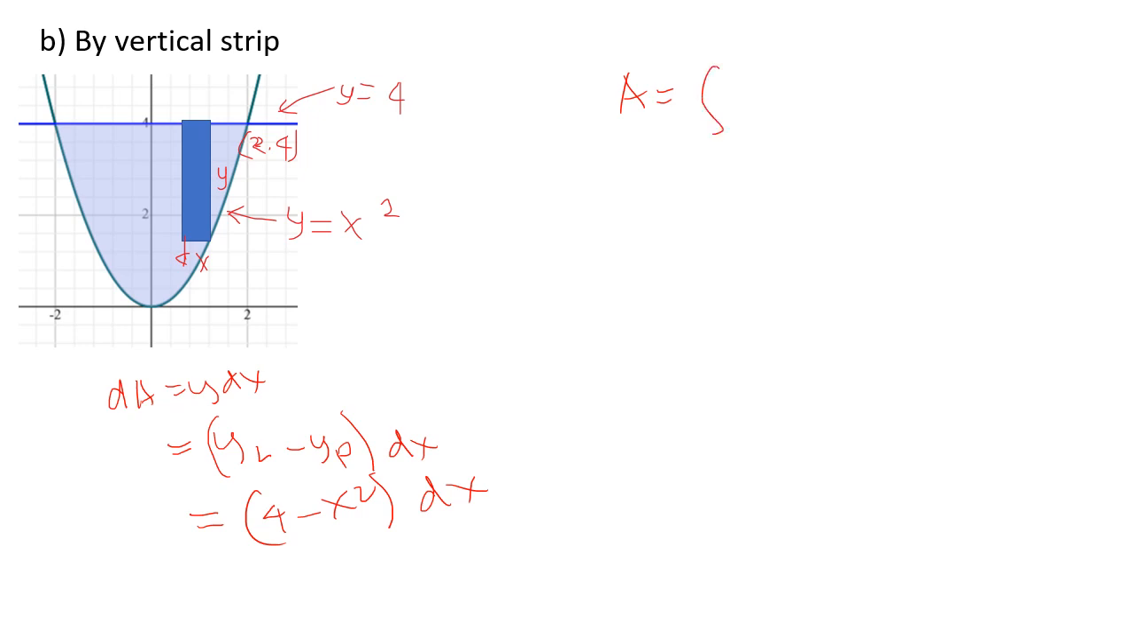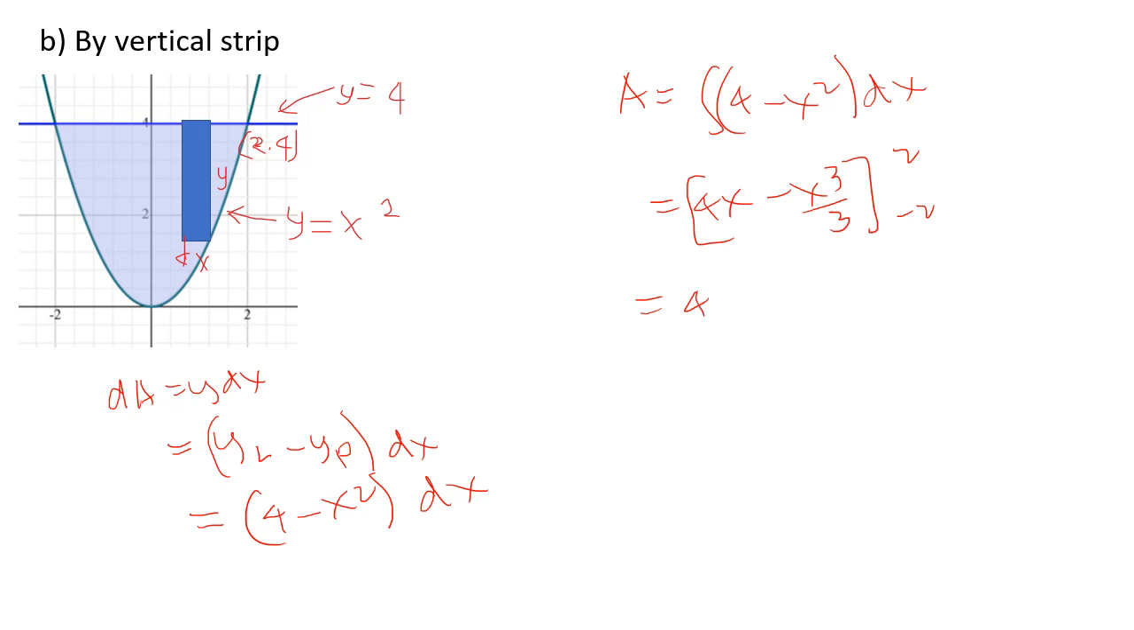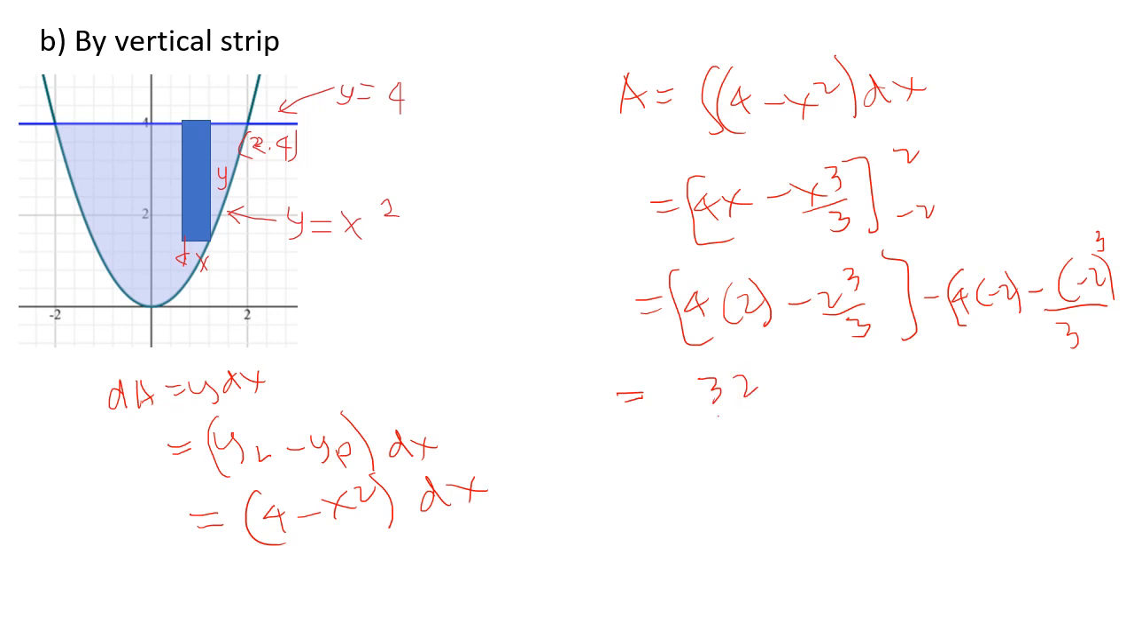equals the integral of 4 minus x squared dx, equals 4x minus x cubed over 3, from minus 2 to 2, equals 4 times 2 minus 2 cubed over 3, minus 4 times minus 2 minus minus 2 cubed over 3. So equivalent to 32 over 3.